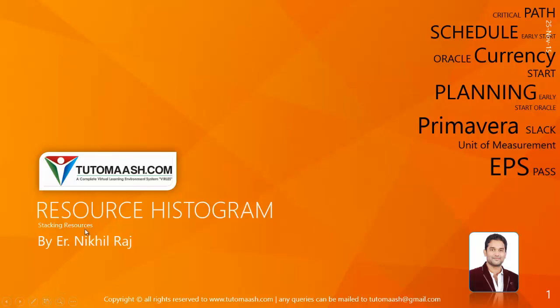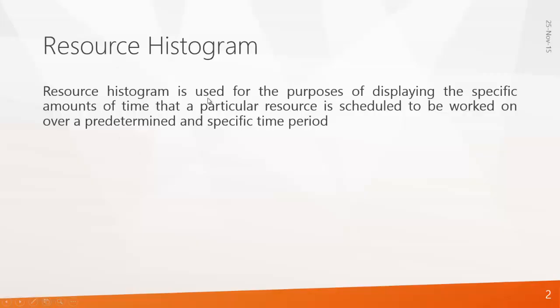In this session, I will explain how to do resource histograms in Primavera Basics. So what is a resource histogram? It is used for displaying the specific amounts of time that a particular resource is scheduled to be worked on over a predetermined and specific time period.